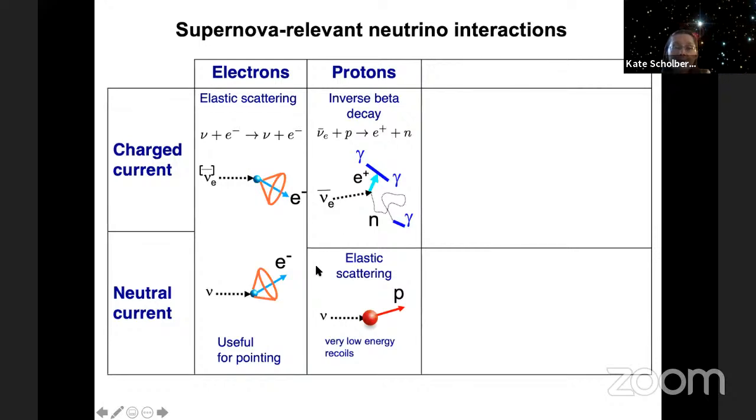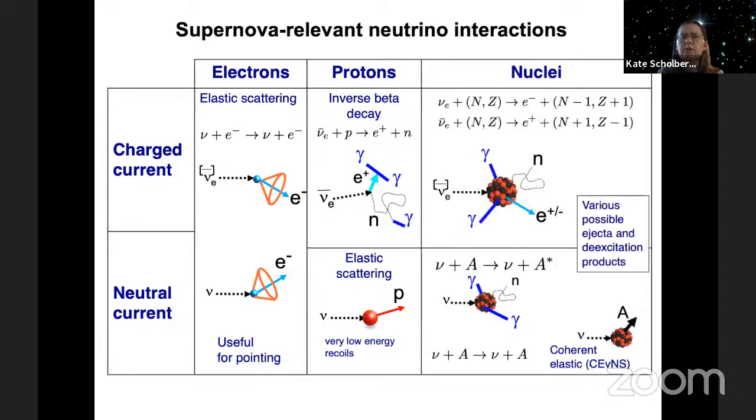You can also have elastic scattering, which is neutral current. Neutrinos come in, smack a proton, and the proton recoils. There's also some directionality there, which is hard to exploit, but it's there. This gives you very low energy recoil, so it's more challenging to detect. It has a fairly high cross section, so it's kind of like hitting a bowling ball with a ping pong ball. It's kind of easy to do, but that bowling ball doesn't recoil with a lot of energy. But it's still a possible interaction to use.